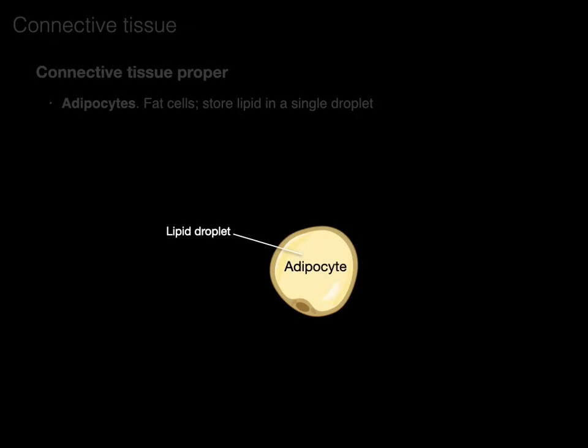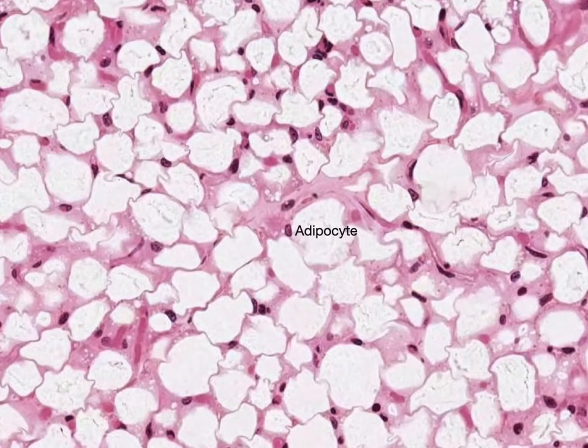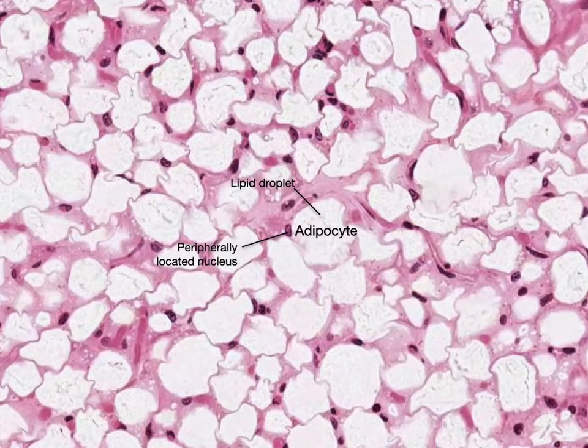Here's an adipocyte, a lipid droplet, and a peripherally located nucleus, and that's with the whole thing together, that's adipose tissue. So we zoom in, there's one adipocyte, a lipid droplet with a peripherally located nucleus, and all of those different cells have that. It looks like white space because when you do an H&E stain, it actually takes out the fat. So the white space is where the lipid droplet would be.